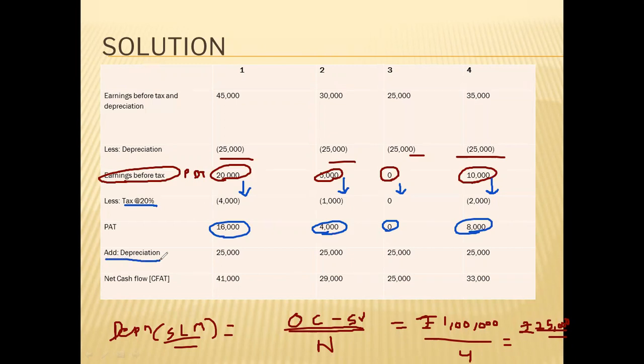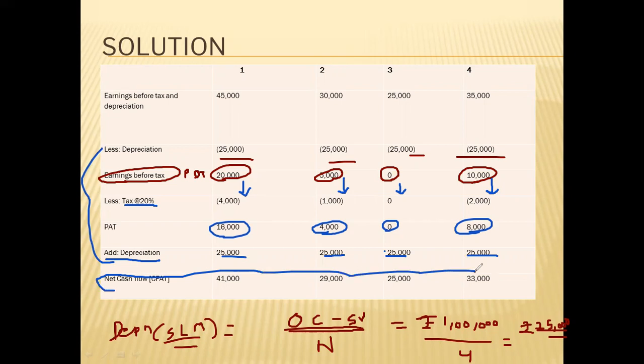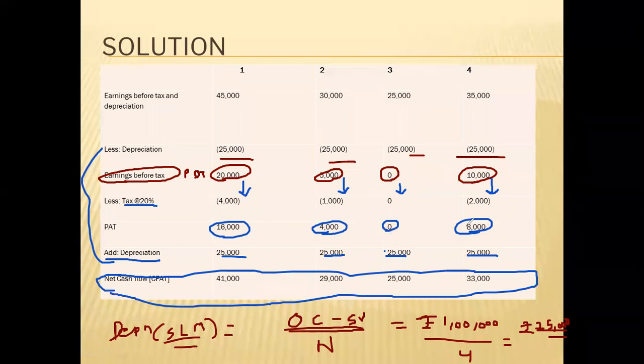Then add back depreciation, same depreciation, 25,000 each year. PAT plus depreciation will give us the cash flow after tax. So this is how you have to calculate the cash flow after tax. 16,000 plus 25,000, 4,000 plus 25,000, 0 plus 25,000, 8,000 plus 25,000.